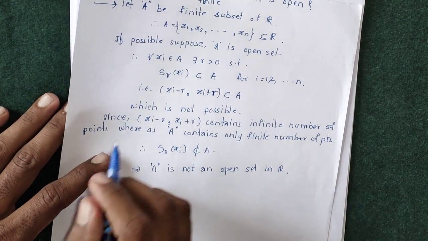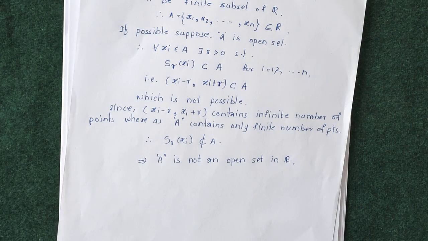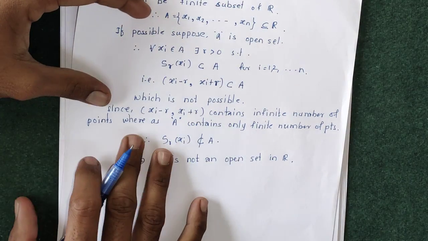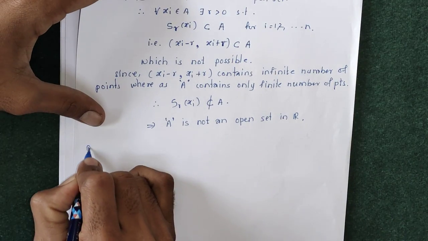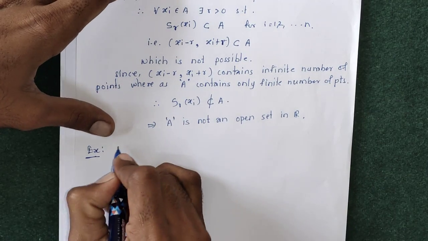So from this example we can say that any non-empty finite subset of R is not open. So similarly we can prove the next example. Similarly the next example is the set of rational numbers.